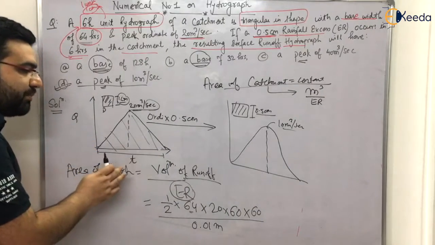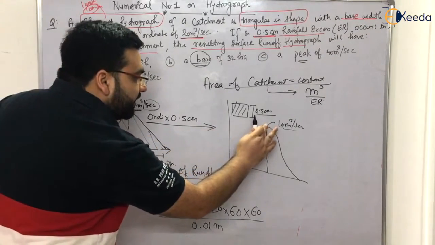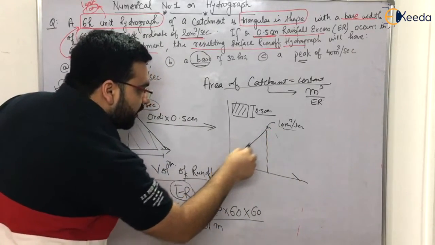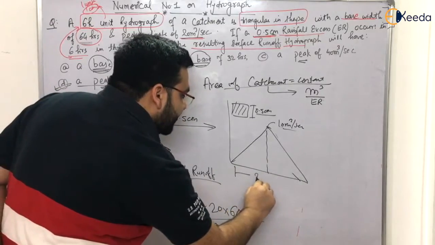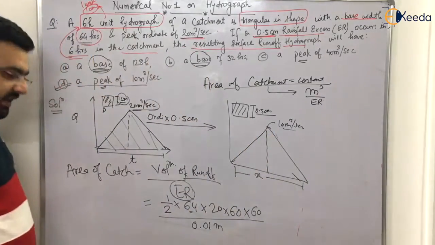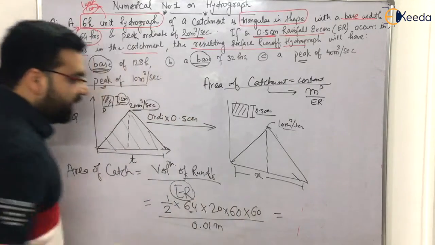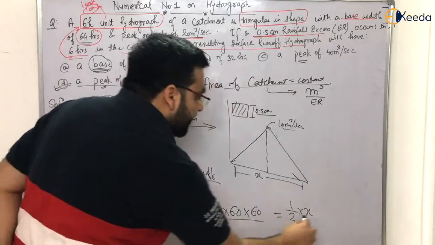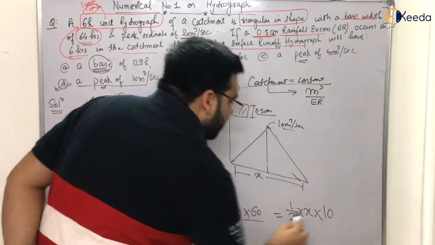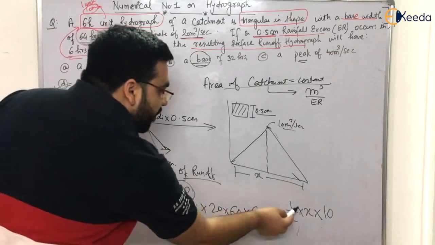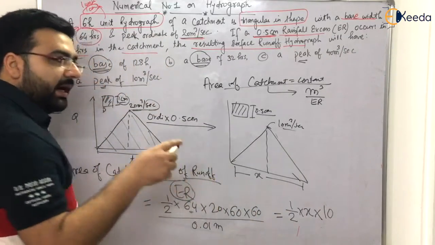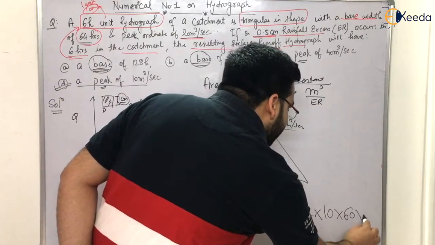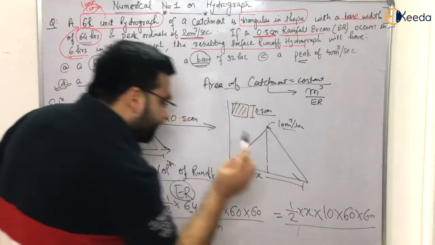So area of this catchment should be equal to the area of this catchment also. This is also triangular. But the peak discharge is 10. Let the base of the catchment be x, right? So it should be equal to half into base x into 10, and this x will be in hours, so we have to multiply it with 60 into 60 to get in seconds, into 60 into 60, divided by.